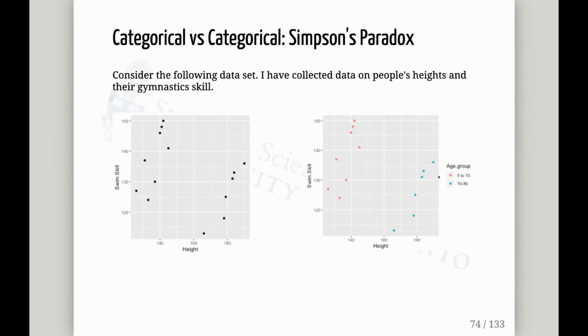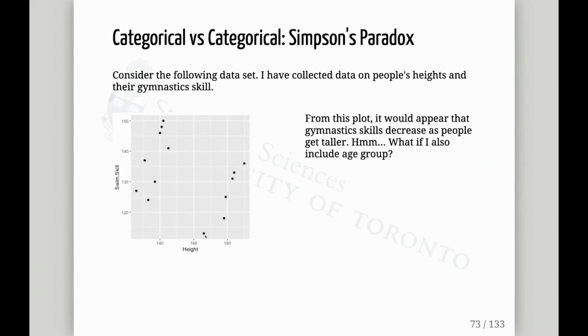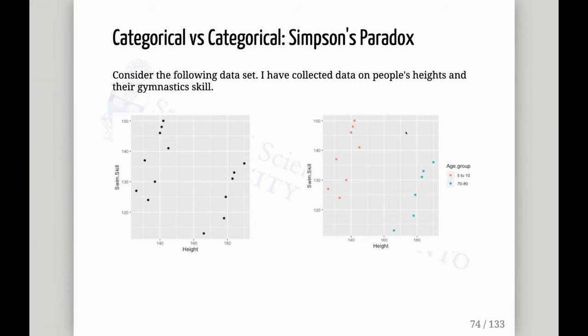So for people who are like 70 or 80, they probably have more health conditions, right? Which would naturally affect their swimming skill. But because we didn't see that, it just looks like when people get taller, they get worse at swimming. But when you actually add age group in, if I just look at people who are 5 to 10 years old, it's actually an increasing trend. For the same age group, if they're taller, they're better at swimming.